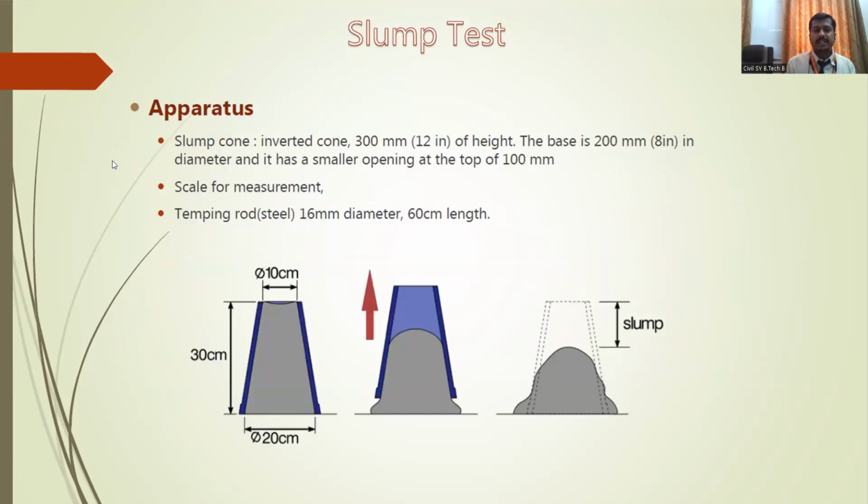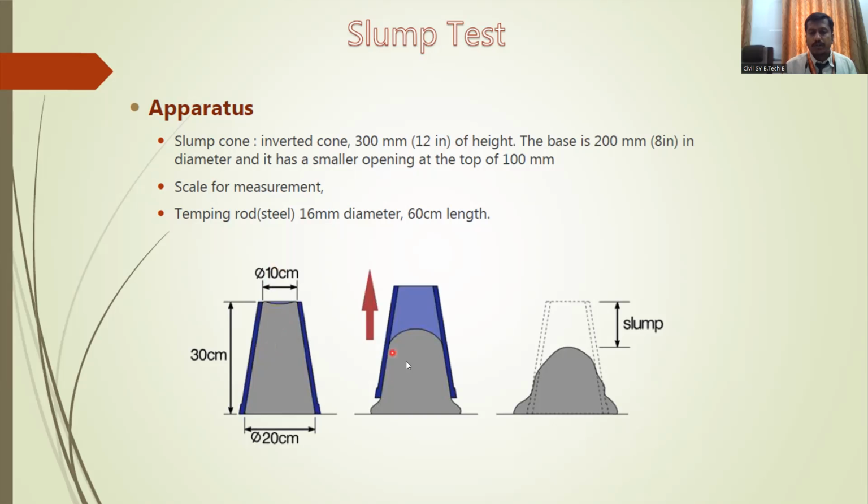Okay, as you can see, the apparatus is an inverted cone. Top diameter of this cone is 10 centimeter, bottom diameter is 20 centimeter, and height of the cone is 30 centimeter. Now what you are going to do? You are going to fill the concrete in the given cone. I will use the pointer for the same. You are going to fill the concrete in the cone in 3 different layers. First layer, maybe second layer, and the rest third layer.